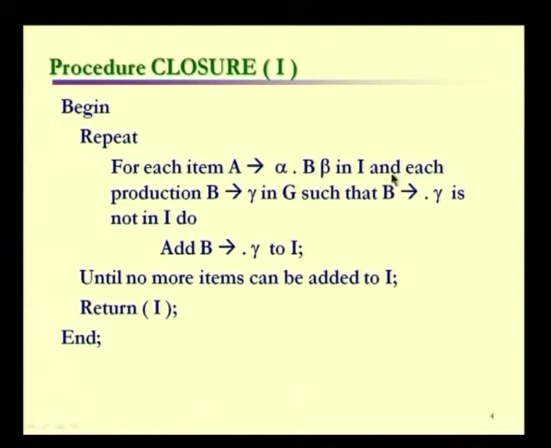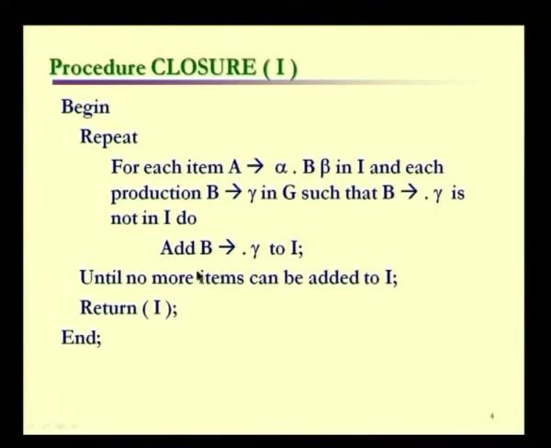That is the reason why, for each production B derives gamma, if B derives dot gamma is not already there in I, then we add B derives dot gamma into the state I, and repeat this job as long as more items can be added into the state I. Whenever it is not possible to add more items into I, we return that as the output. So, that is the use of the closure.